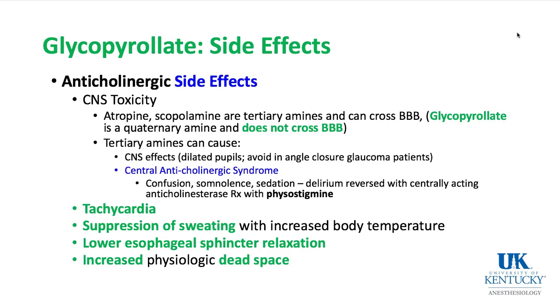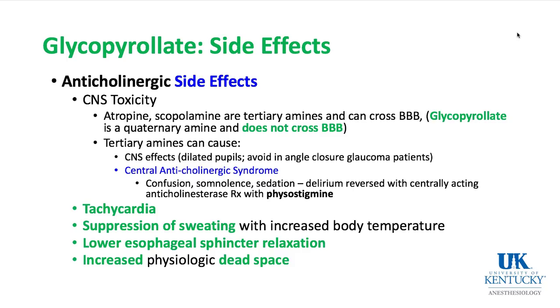Glycopyrrolate side effects is the next key word. Glycopyrrolate being a quaternary amine, that is NH4+, as opposed to a tertiary amine, which is NH3, does not cross the blood-brain barrier. It's ionized. Atropine and scopolamine do cross the blood-brain barrier and can cause central anticholinergic syndrome. Now, these tertiary amines, atropine and scopolamine, can also result in dilated pupils. We're going to avoid these drugs, like the scopolamine patch or intravenous atropine, in patients with acute angle closure glaucoma.